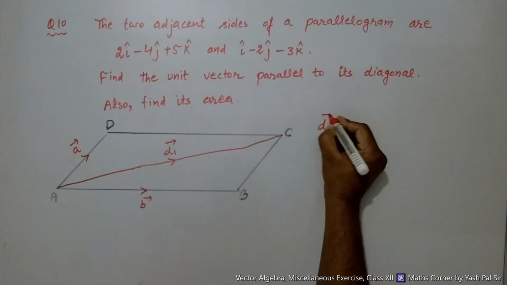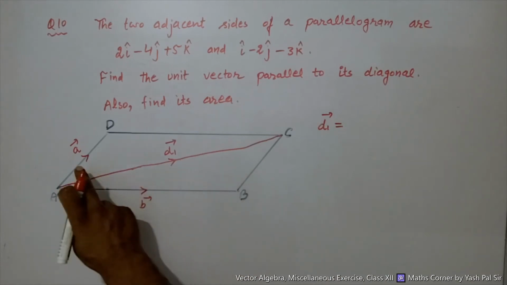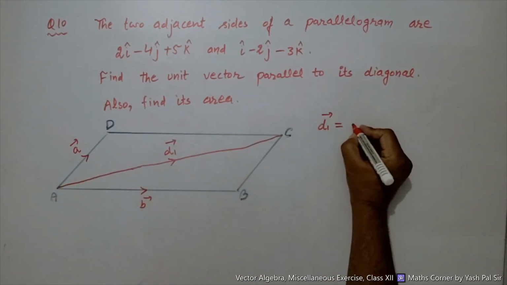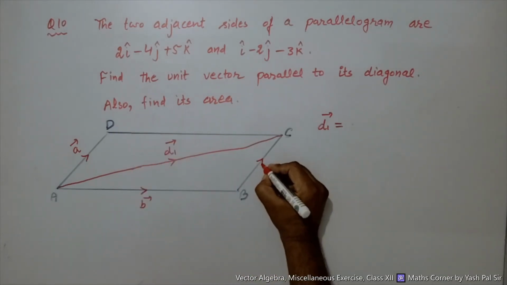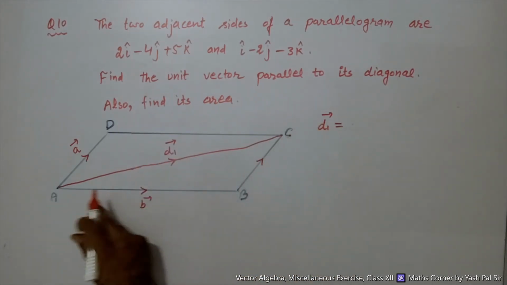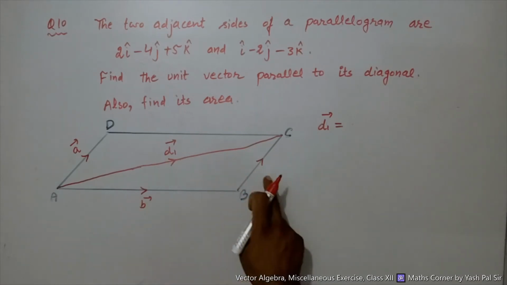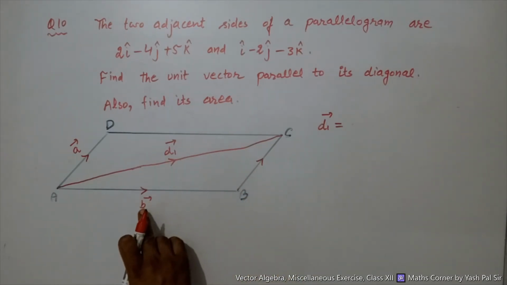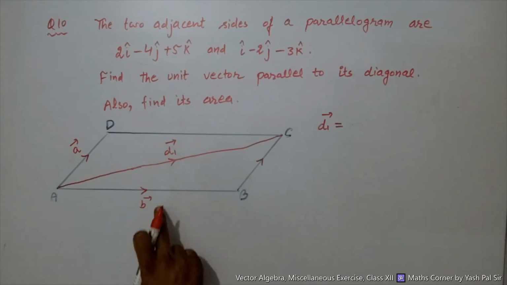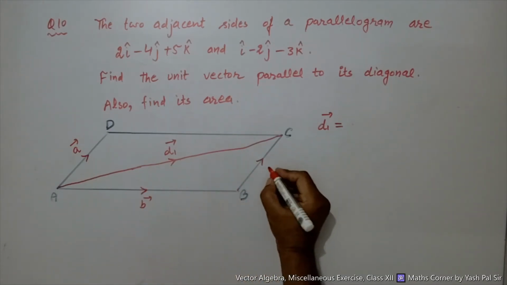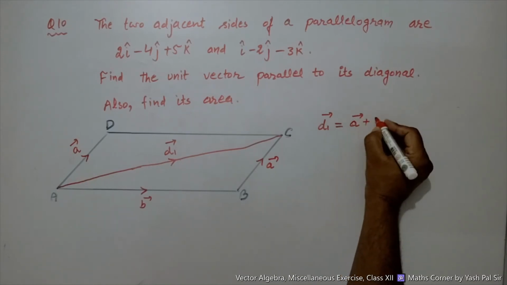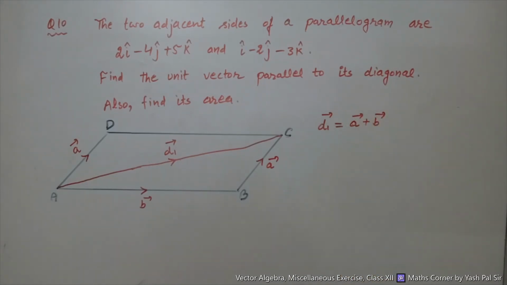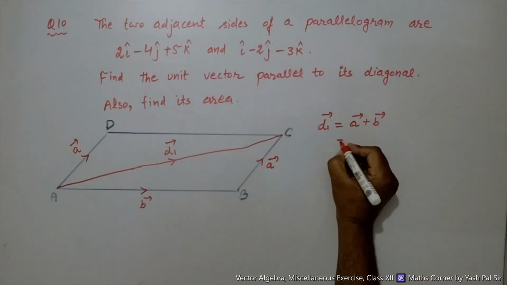Now how to find this diagonal 1? The D1 vector is equal to vector A plus vector B. How? Because parallel to vector AD we have this vector BC. So what does the triangle law say? This says that the diagonal vector is equal to vector B plus vector A. So vector A plus vector B is the diagonal 1, right?